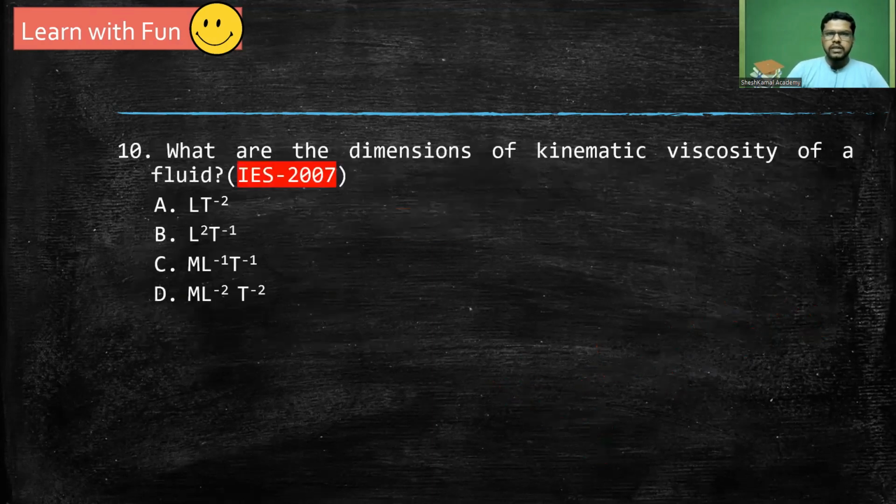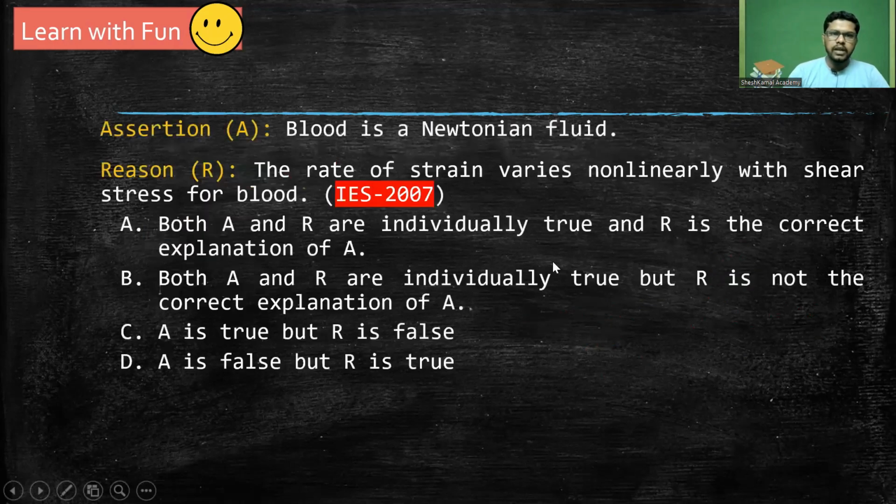Now next, what is the dimension of kinematic viscosity of a fluid? The unit of kinematic viscosity, that is nu, is meter square per second. So its dimension will be L square T to the power minus 1. Option B is the correct answer.